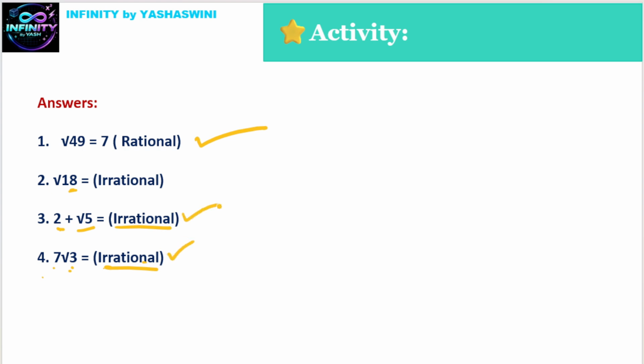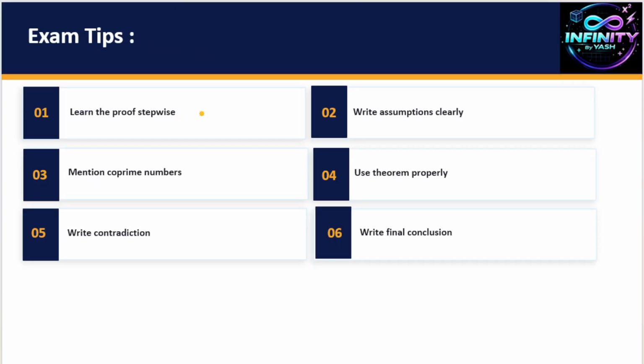When you multiply a rational with an irrational, you will get an irrational. If they're asking for proof, you have to solve these problems like the problems we solved before. Now, some important exam tips: learn the proof stepwise, and while you are writing the proof, write stepwise. Then write assumptions clearly. Mention the coprime numbers clearly. Use the theorem properly: if p is a prime number and p divides a square, then p also divides a.